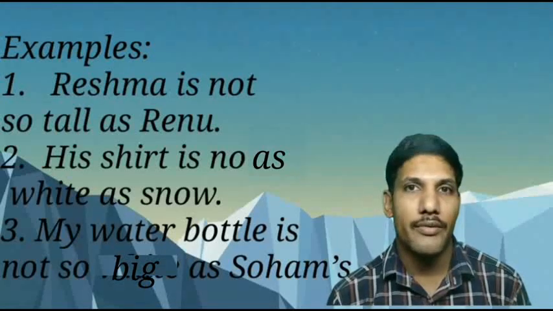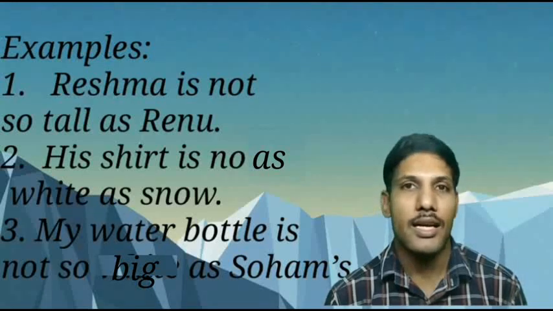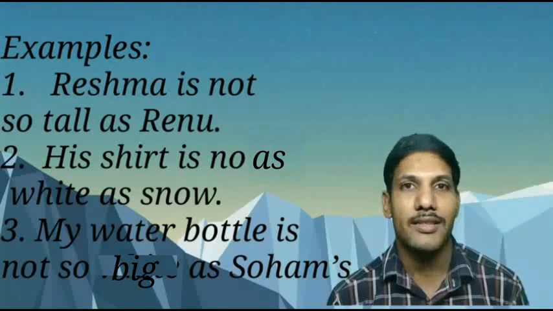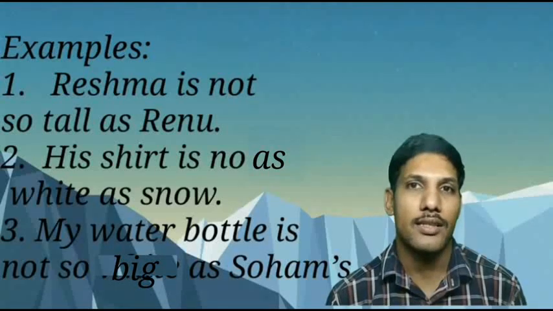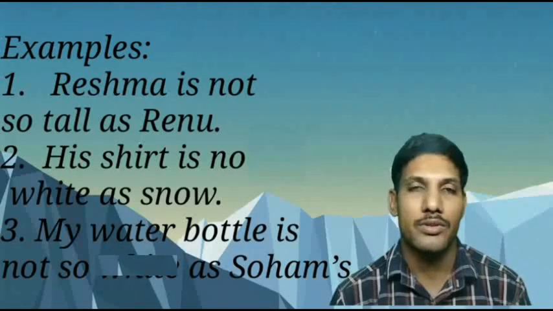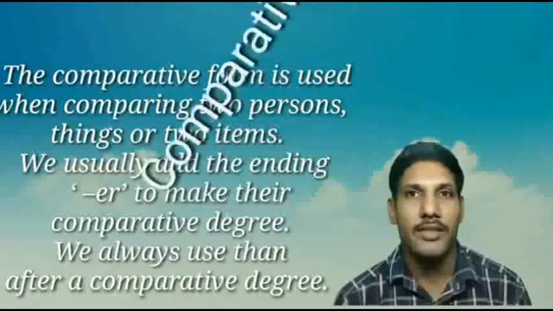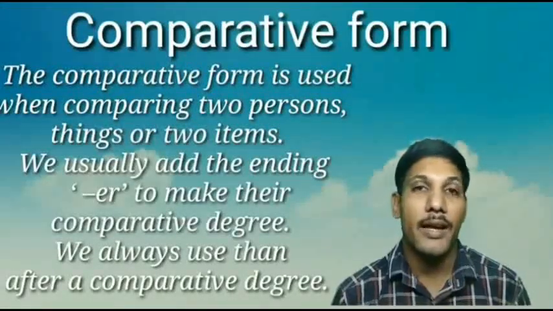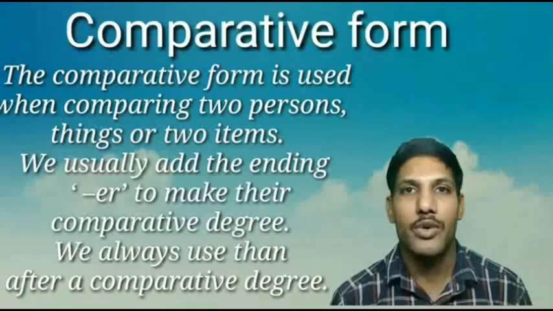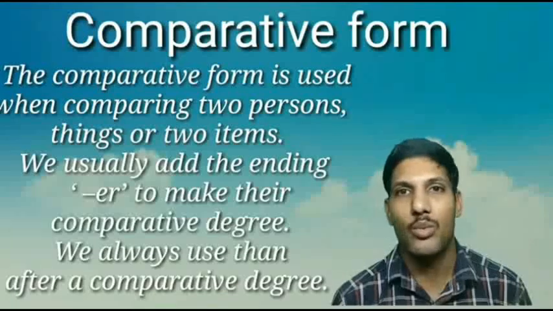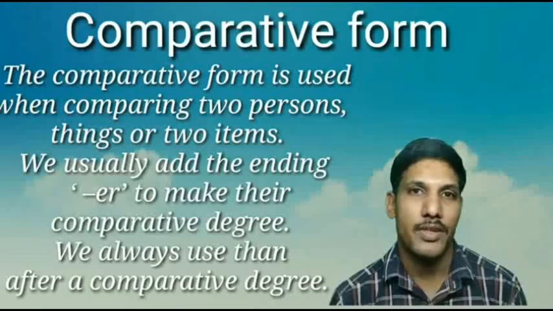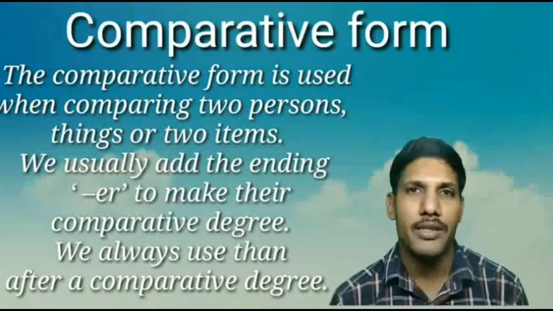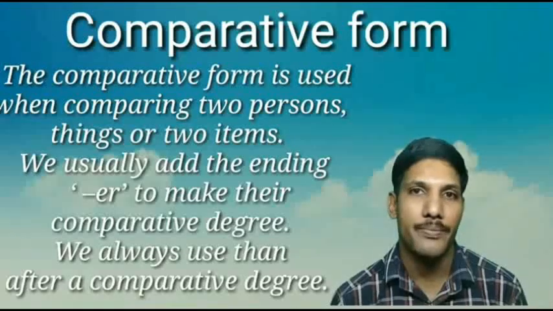In the last example we have, my water bottle is not as big as Soham's. In this example, the size of the water bottles are compared, and my water bottle is smaller than that of Soham's. The next degree of comparison that we are going to study is comparative degree. This form of adjective is used when we compare two persons, things, or items. As told earlier, happier is the comparative form of happy.